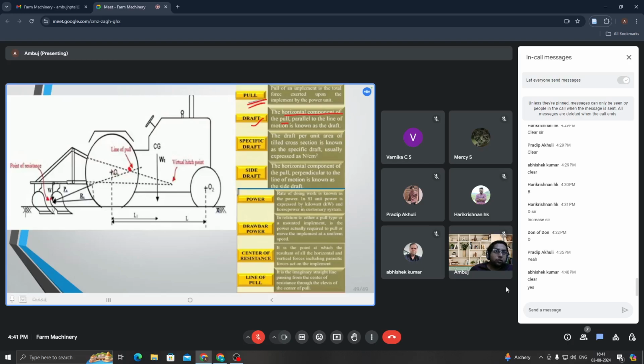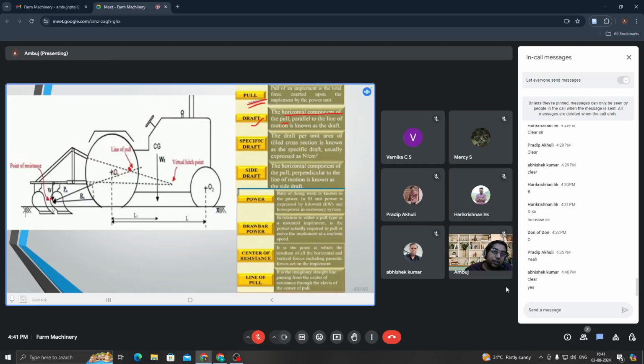After that, power. Power is nothing but rate of doing work. Okay. Work done per unit time is known as power. Drawbar power. What is drawbar power? In relation to either a pull type or a mounted implement, it is the power which is actually required to pull the implement at a uniform speed. Okay. Drawbar power is nothing but draft into speed.